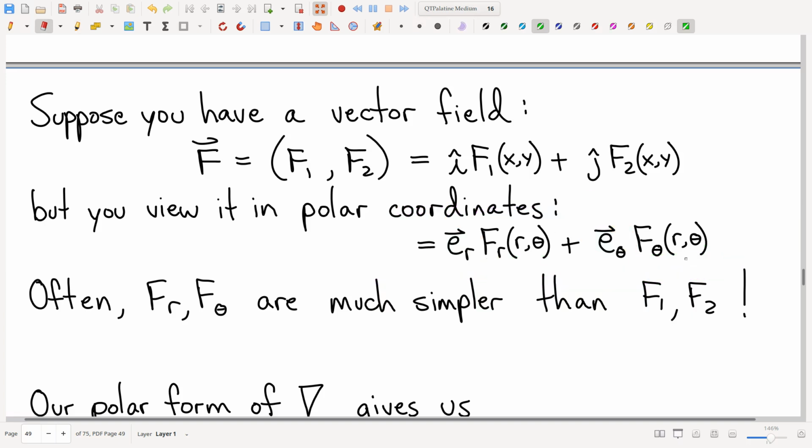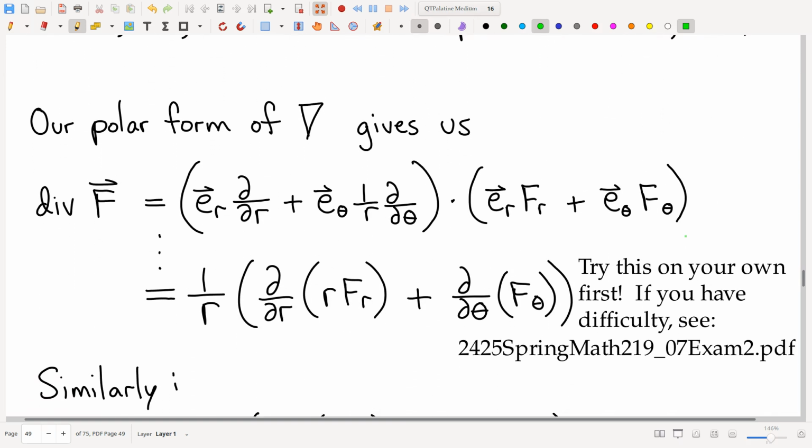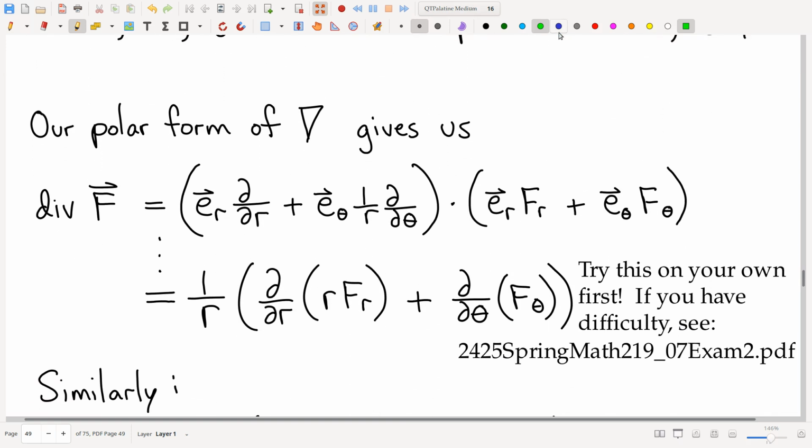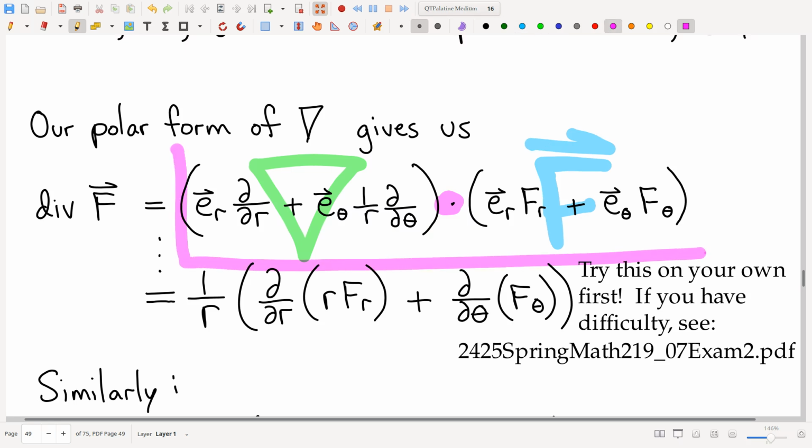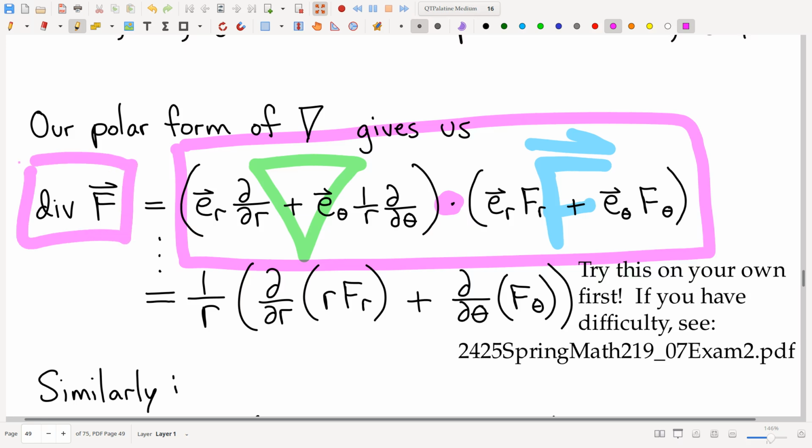All right, well, we know how to write del. This thing here is del dot F, right? All together, what I have here, that's just del dot F. I wrote del in polar coordinates. I wrote F in polar coordinates. Everything in sight is in polar coordinates. All this is a polar way of writing divergence, del dot F.